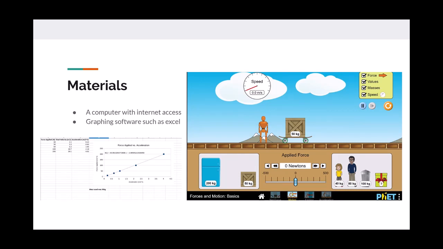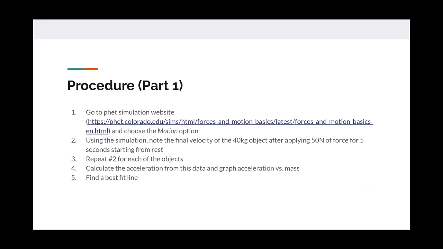Materials needed are a computer with internet access in order to use the PhET simulation website, and graphing software such as Excel. The procedure for the first part is to go to the PhET simulation website and choose the motion option.